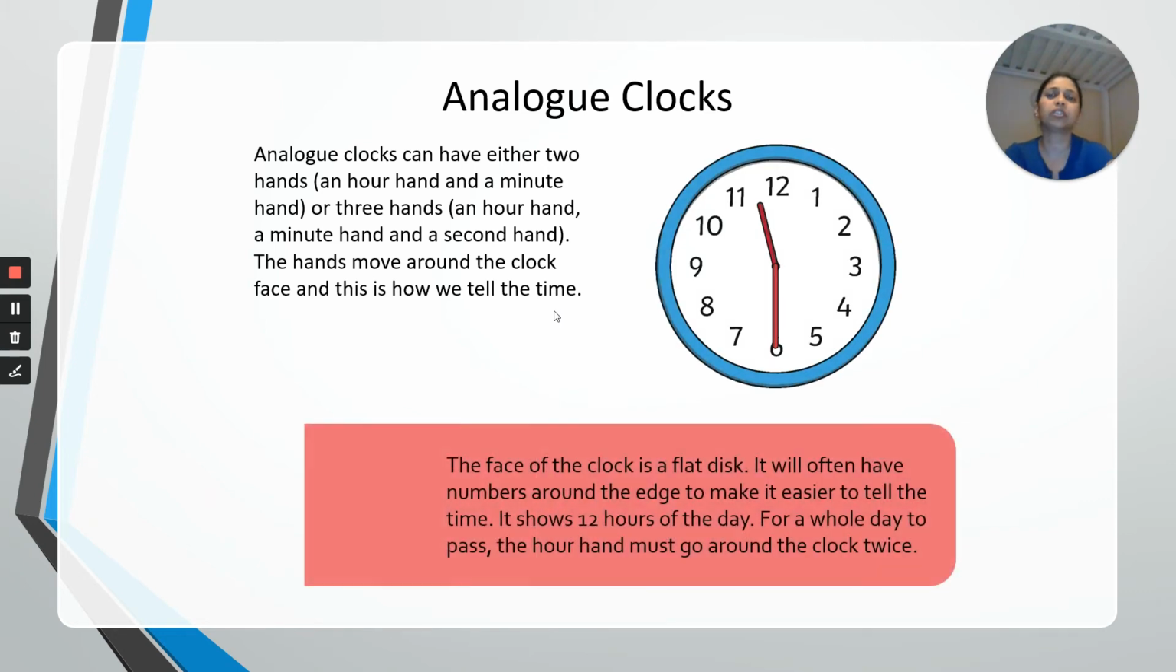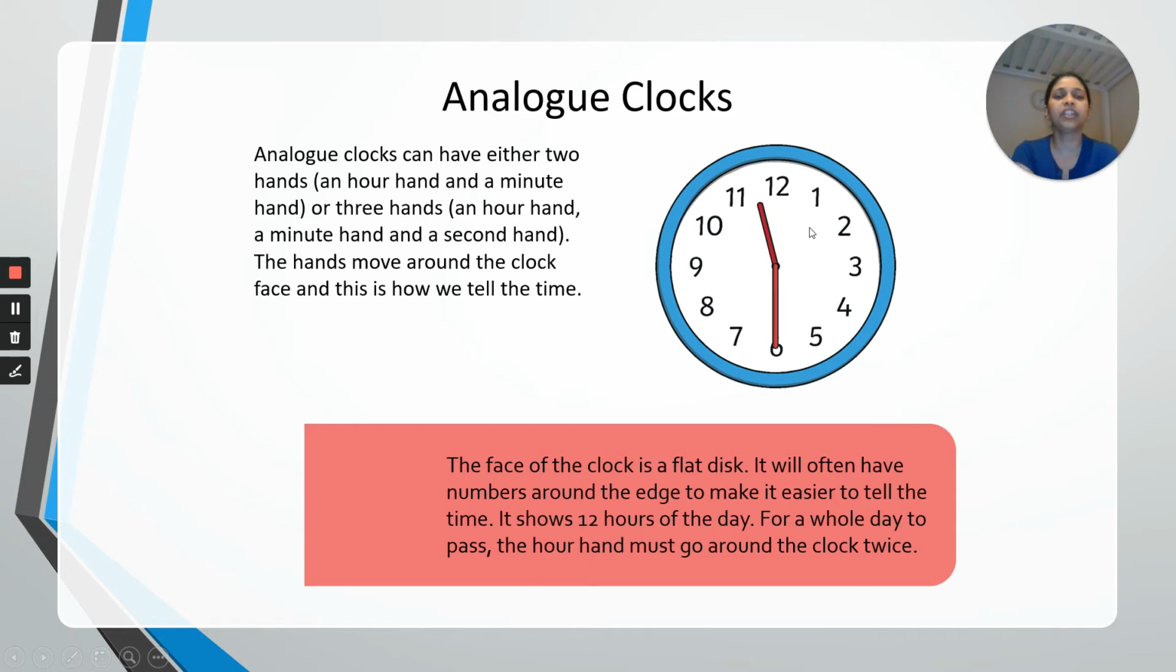Now, an analog clock has either 2 or 3 hands. So the two main hands are your hour hand, which is your shortest hand, and your minute hand, which is your long hand. But sometimes there's a third hand, which is called your second hand, which is longer than your minute hand. Okay, and it usually moves around in a clockwise direction. So your time goes all the way from 1, 2, 3, and that's how we move along through the day.